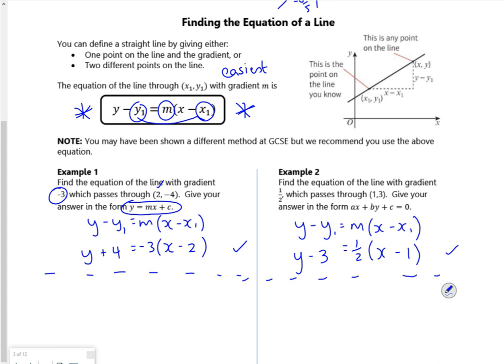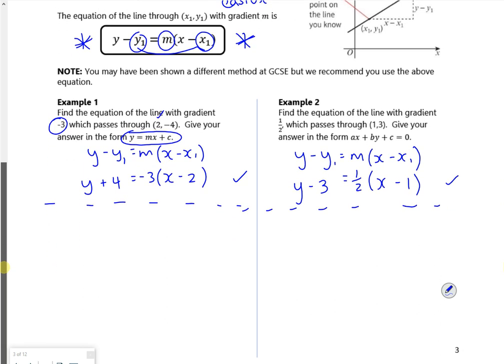The hardest thing ever is getting you out of the habit of doing y equals mx plus c, finding the c value and then subbing it in. You can just drop the three numbers in. Right, and so for this one, we'll have to do a bit of rearranging. So I've got y plus 4 is minus 3x plus 6. So y is equal to minus 3x plus 2. And that's done for the form that it wants it.